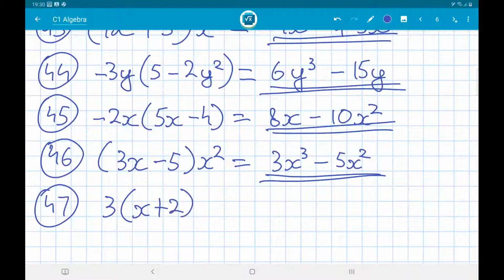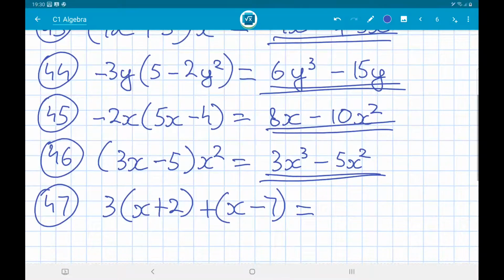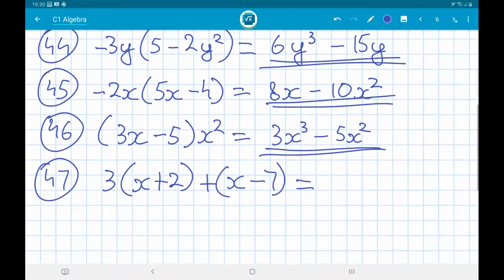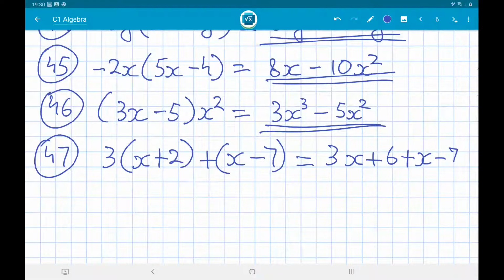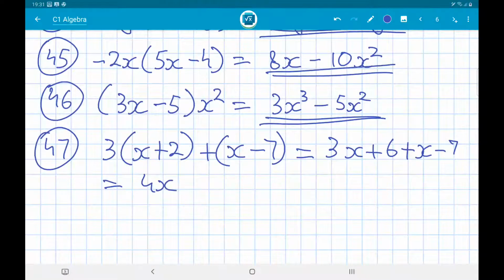3x plus 2 plus x minus 7, which would equal, right, now this one's a little bit bigger, so we're just going to take it easy and expand this out. 3x plus 6 plus x minus 7. Okay, and of course the like terms, we have two similar terms, and we just say equals 4x and then minus 1, and that's final.